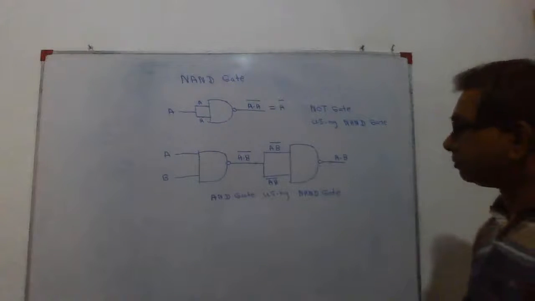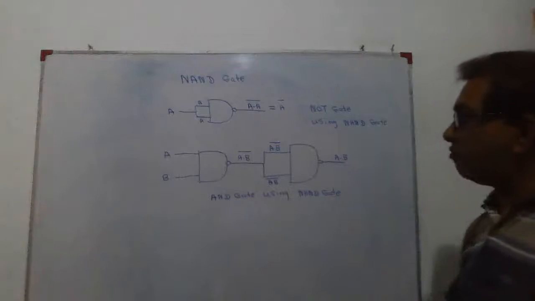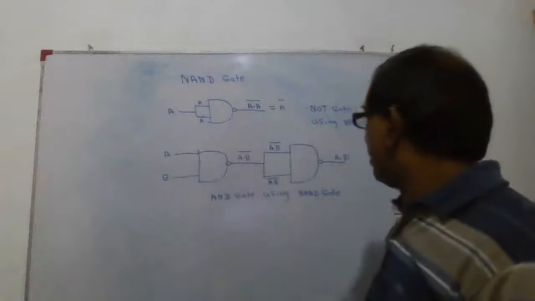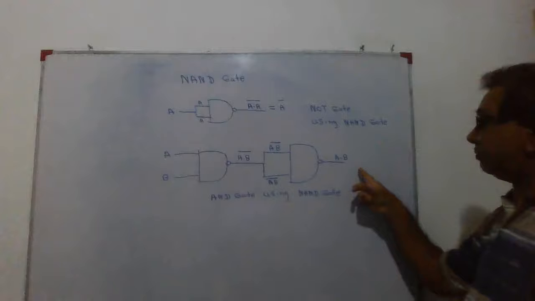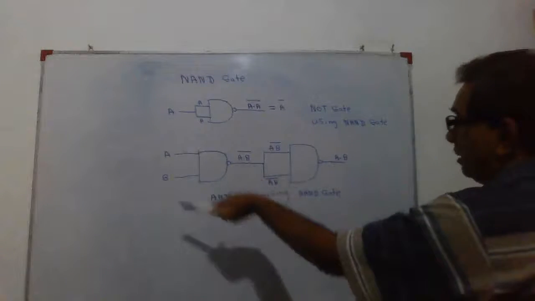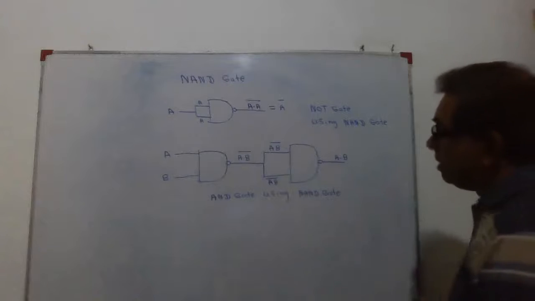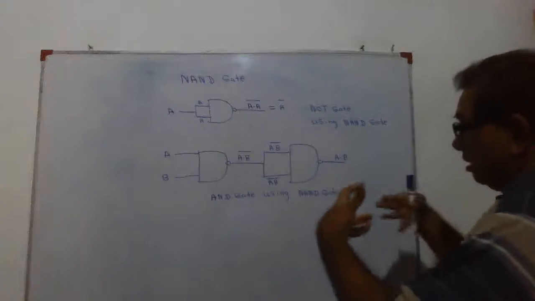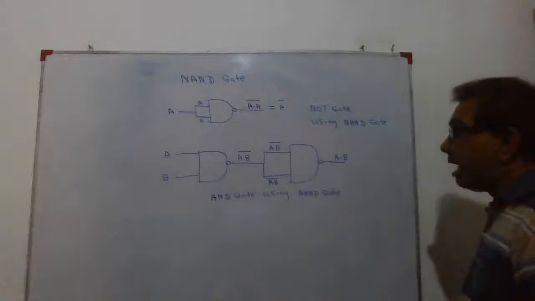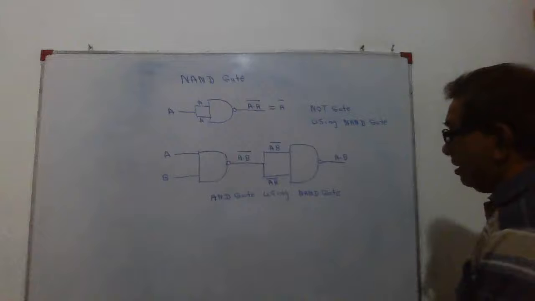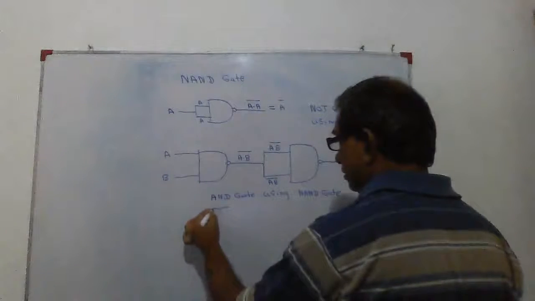Right. Is it clear? We have A and B. So we input A and B. Again, we take A and B as the output. A and B bar, the opposite of that, is A and B. So by connecting two NAND gates together, we can create a new AND gate. This is the AND gate.